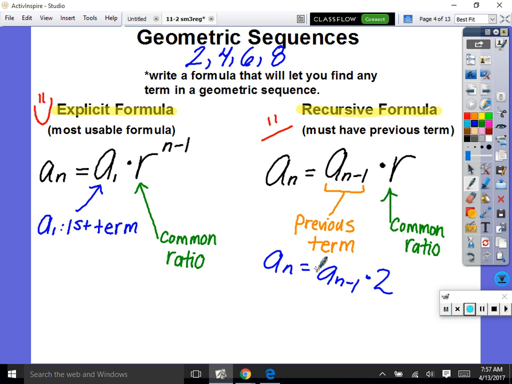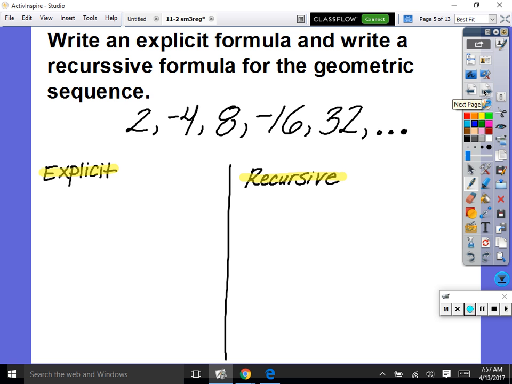Not very usable. If I say find the 100th term, you would need to know the 99th term. So that's why it's not usable. All right, here we go. Let's practice this. Notice you have that formula written down for you on your sheet. Locate that. Yeah, perfect. Okay. So I'm just going to have you look up here before you get started.